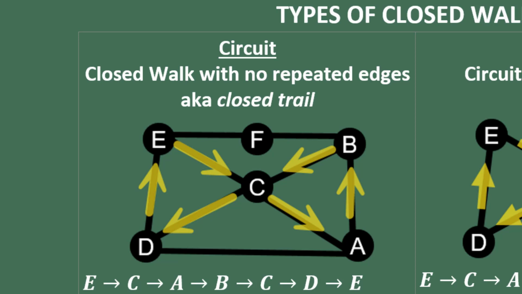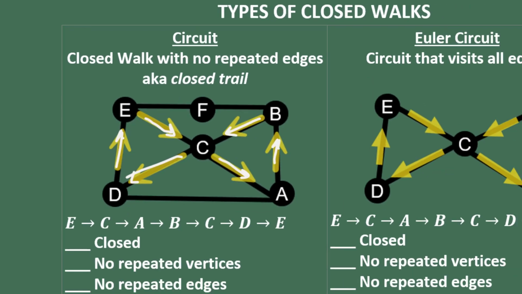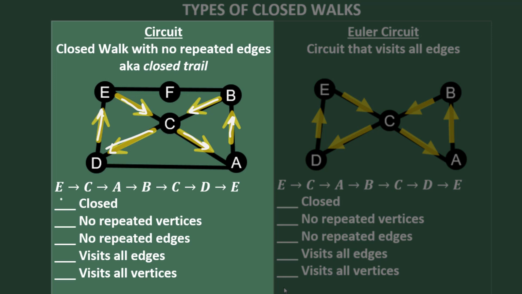A circuit is a closed walk with no repeated edges, which can also be called a closed trail. Here's an example of a circuit. It goes from E to C, and then to A, and then to B, back to C, and then to D, and back to E again. Since it's beginning and ending at the same vertex, it's closed. It does have repeated vertices, but by definition, no repeated edges. It does not have to visit all the edges, and it does not have to visit all the vertices. So the only two requirements for a circuit are that it's closed and has no repeated edges.